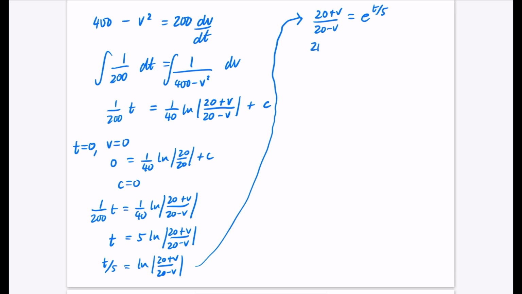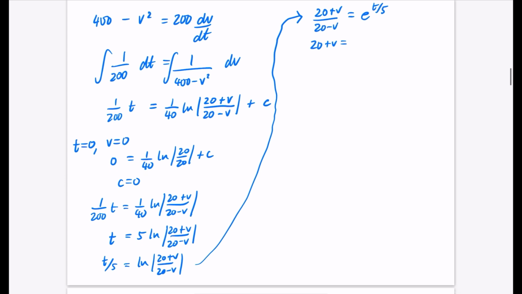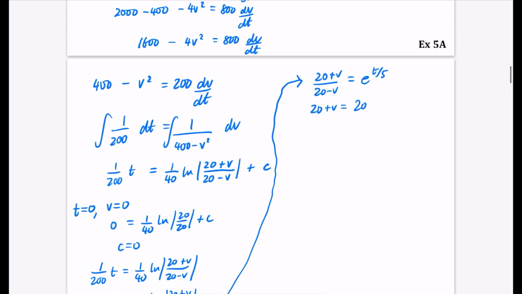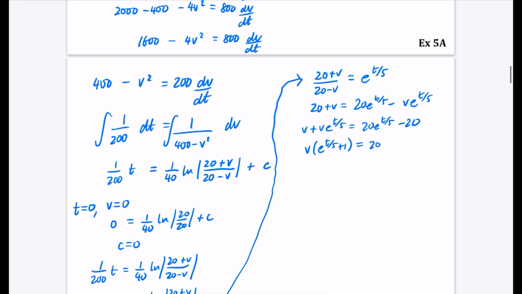Then doing some multiplication up, 20 plus v is equal to, I'm going to just multiply this by this. That's going to give me a 20 e to the t over 5 minus v e to the t over 5. I'll put the v's on the same side, so that's v plus v e to the t over 5 equals 20 e to the t over 5 minus 20. Factorise this side and I get e to the t over 5 plus 1. Factorise this side and I get e to the t over 5 minus 1.